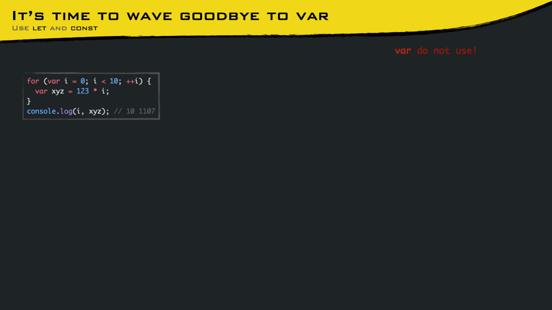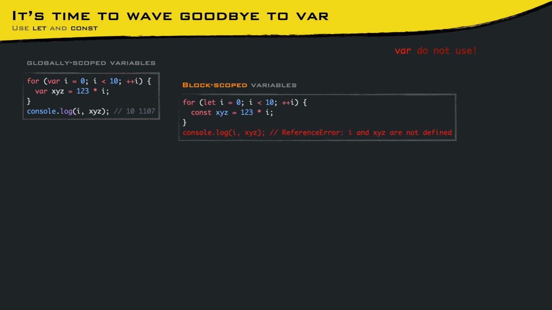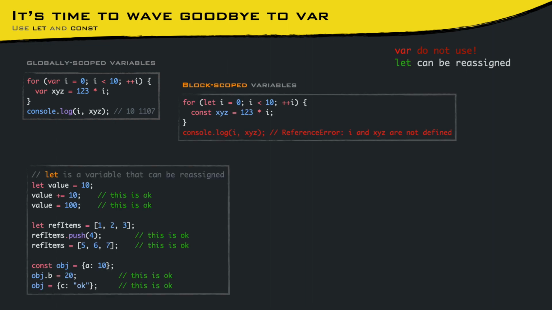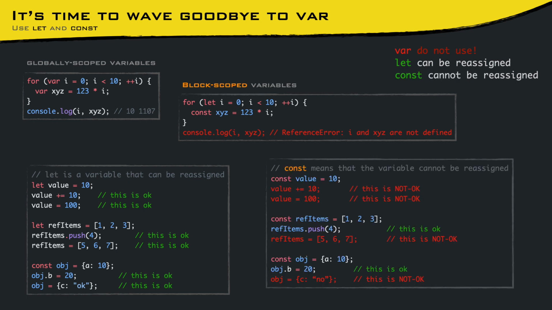If you're using var, stop using it. Const and let are all you need, and they behave more like you expect, with a block scope visibility. Let means that the variable can be reassigned. Const means that the variable cannot be reassigned, so if you assign a number or a string, you cannot change it, since those are immutable.